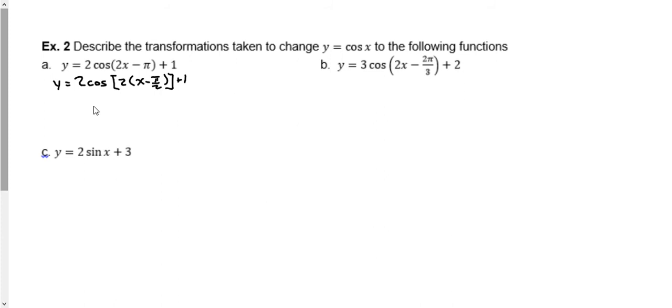So to write down our transformations, let's see what happens. We have a vertical stretch, that's by a factor of 2. We have our horizontal stretch, that's by a factor of 1/2 because you had to reciprocate it to pull it out. And again, that's different from your b value. You have a horizontal translation, that's going to be pi over 2 to the right, and you have a vertical translation 1 unit up.